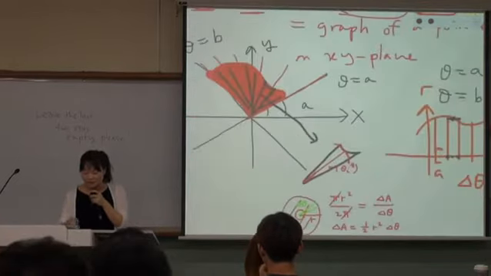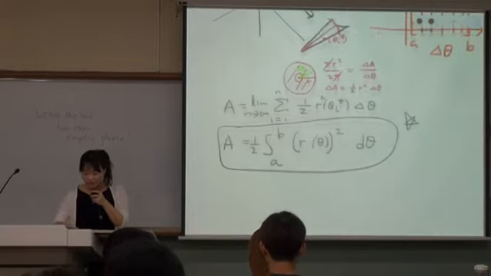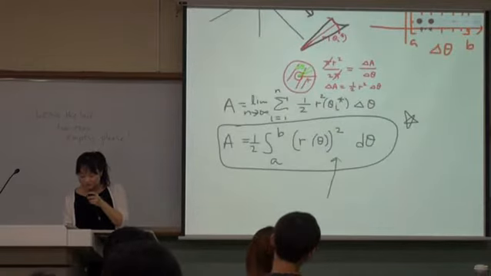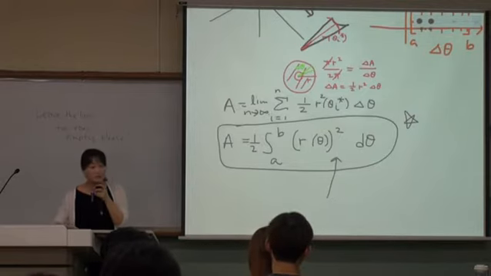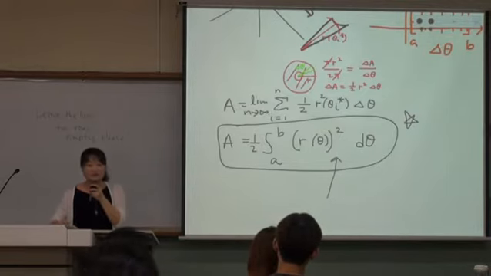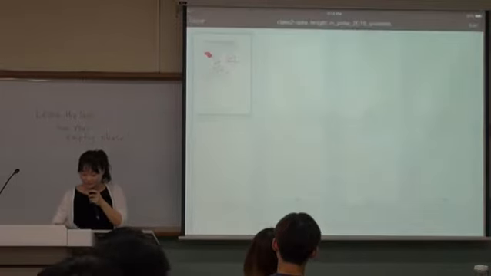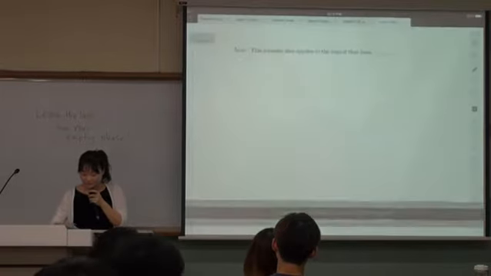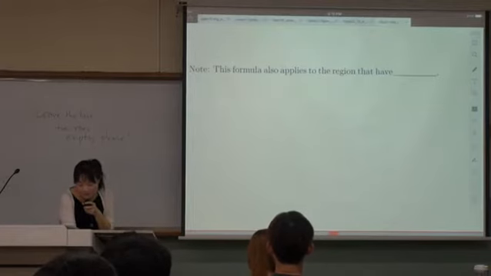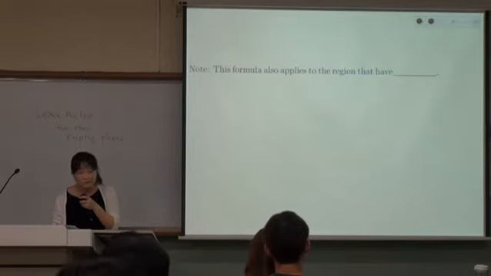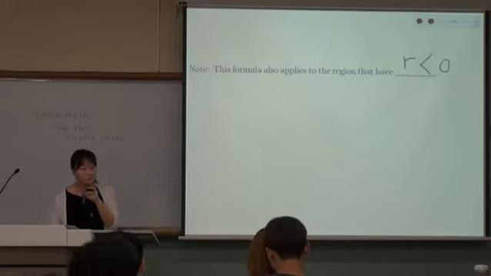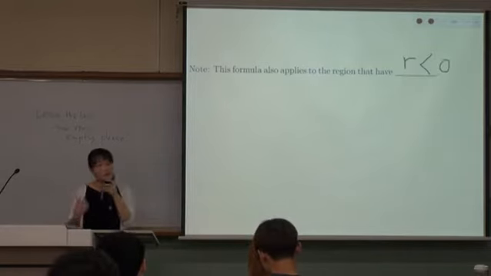Okay, here we assumed that r is positive. But because of this r squared, because of this squared, right? Same thing is true when r is negative, when r is less than 0. So note, this formula also applies to the region that has a negative loop, which is r less than 0, because of r squared. That is also true. The same formula is true whether r is positive or negative.